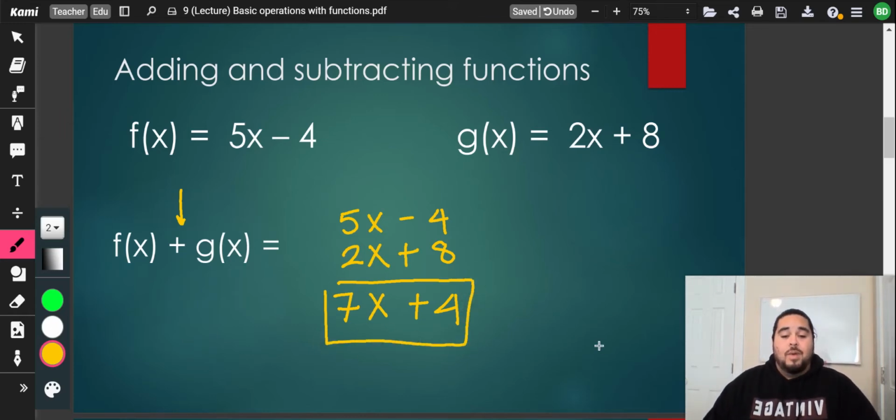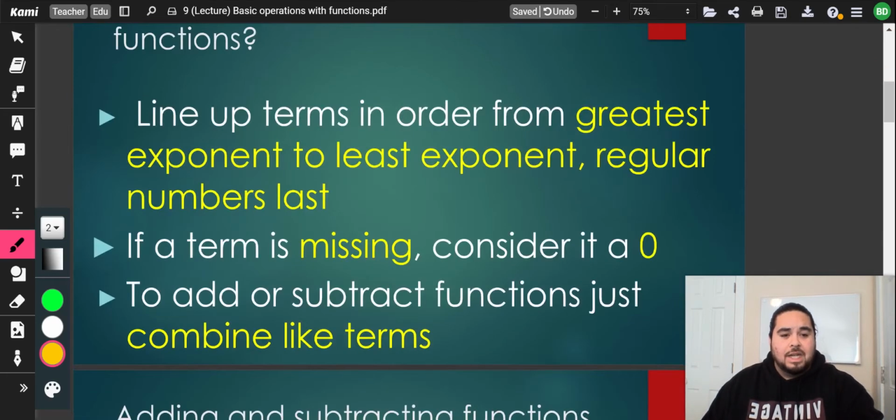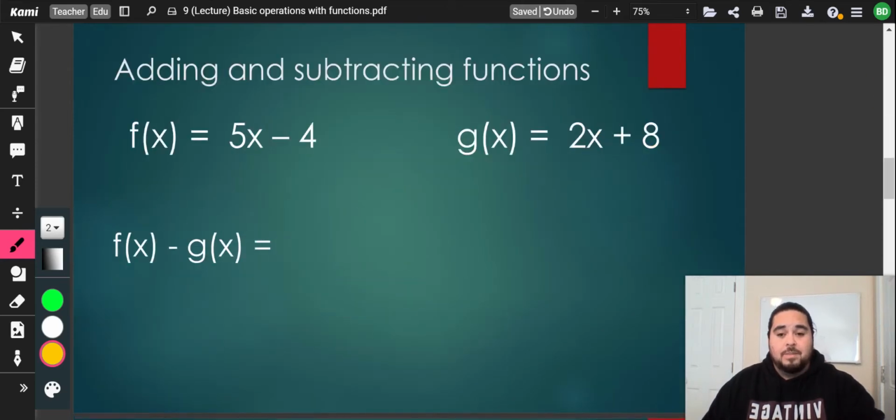Okay, so when you add those two functions together, essentially all you're doing is combining the x's together and combining the regular numbers together. Super simple. Now, with subtraction, things get a little bit more complicated, just a little bit, because we essentially have to distribute the negative sign. So it starts off the same.